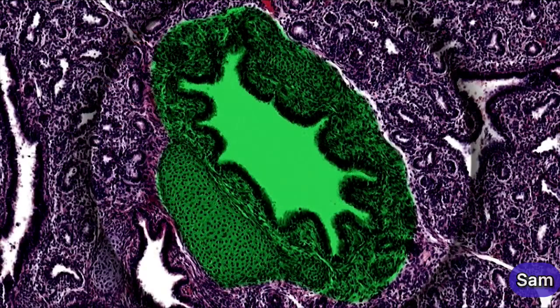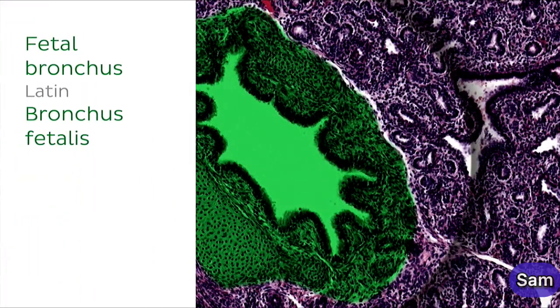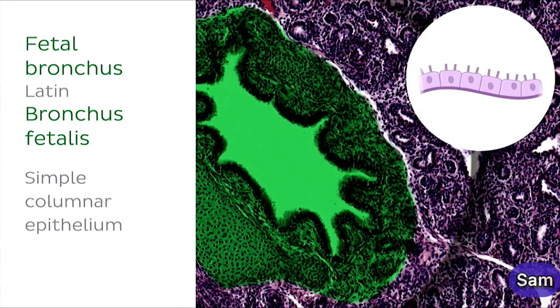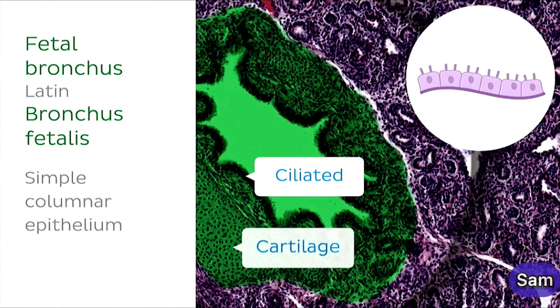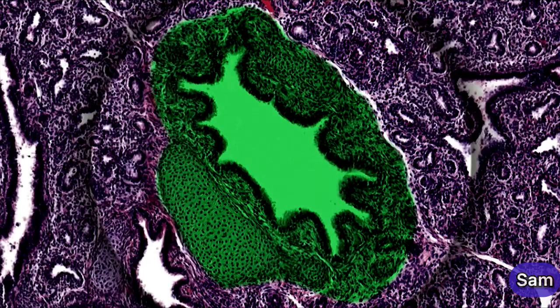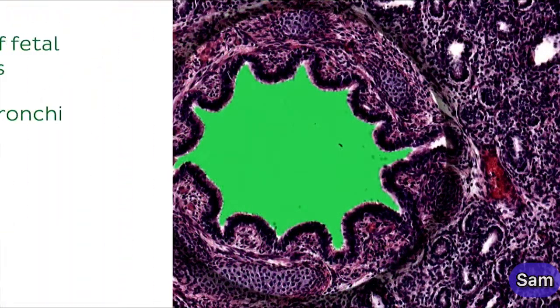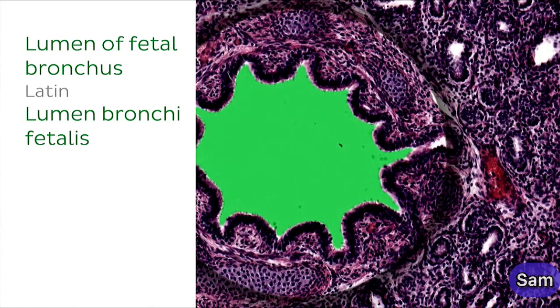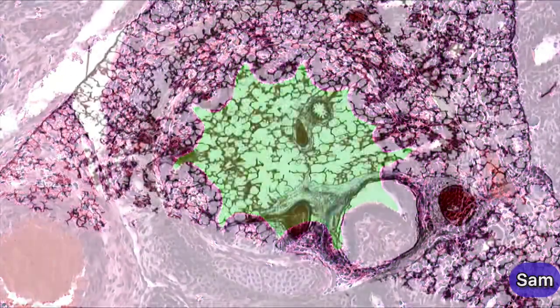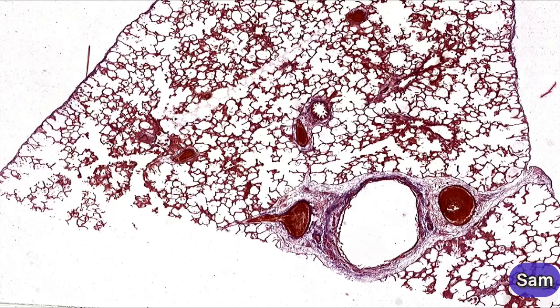Here we can see the developing bronchus and its mucosa of simple columnar epithelium. During this phase, the epithelium becomes ciliated, and cartilage, which is found alongside the bronchus, is formed, as you can see here. The pulmonary acini also develop in this stage. And in this image, you can see the lumen of the fetal bronchus highlighted in green. But let's take a bit of a closer look at the section of the pulmonary apex.